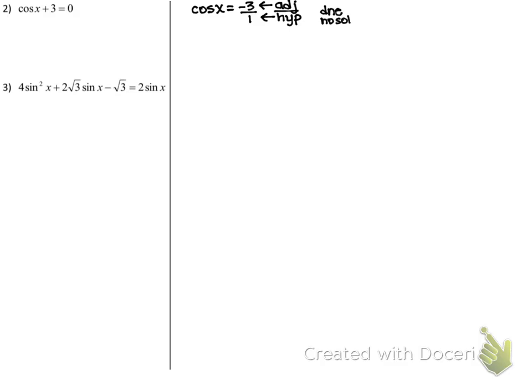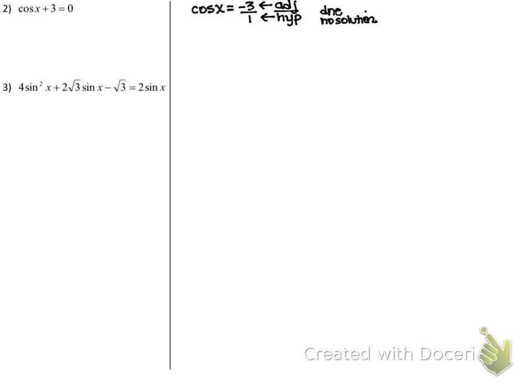It is simply impossible to have a triangle where the cosine has a ratio that's bigger than 1. That doesn't make any sense at all. Okay, let's take a look at the next one. Okay, all the trig matches. That's great. Now let's put everybody together.